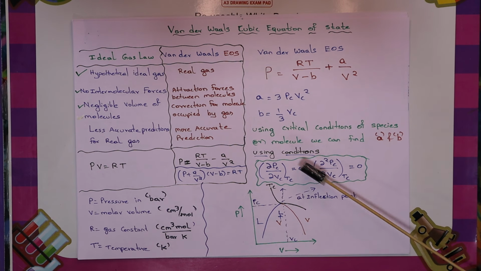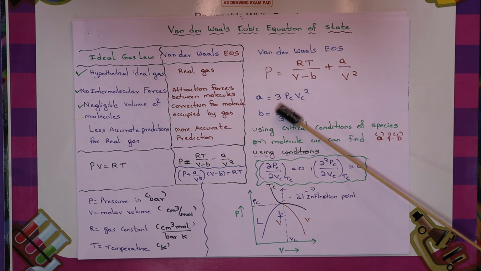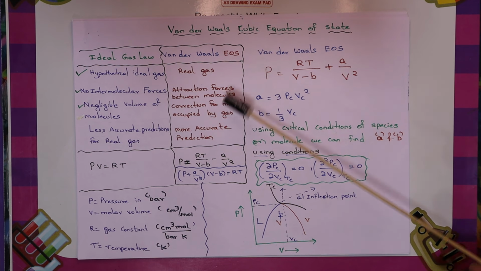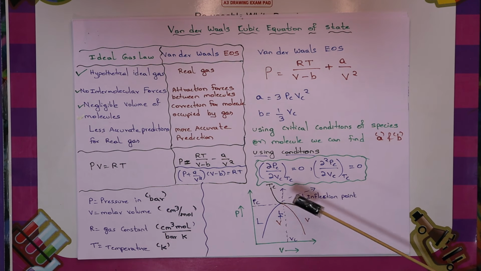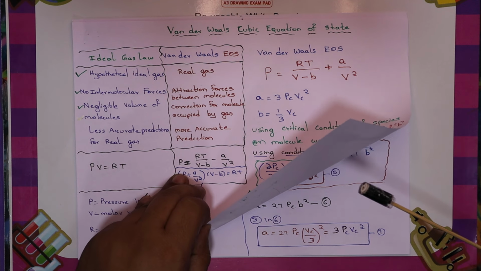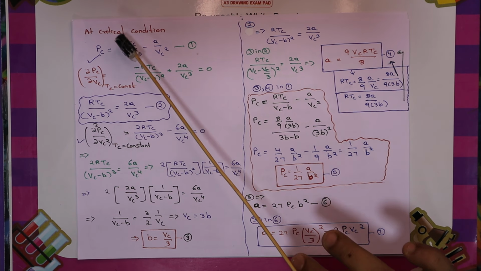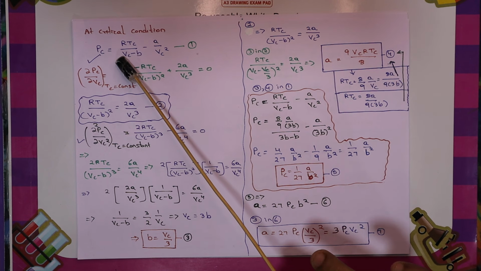Using these two conditions, we can get the information of a and b for the van der Waals equation. Once you get the a and b information, you can apply this van der Waals equation to any problem, any gas molecules or any molecule. So first of all, let us take critical conditions, where everything is Pc, Tc, Vc.